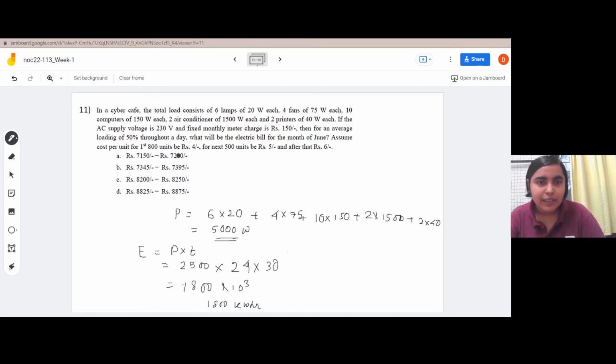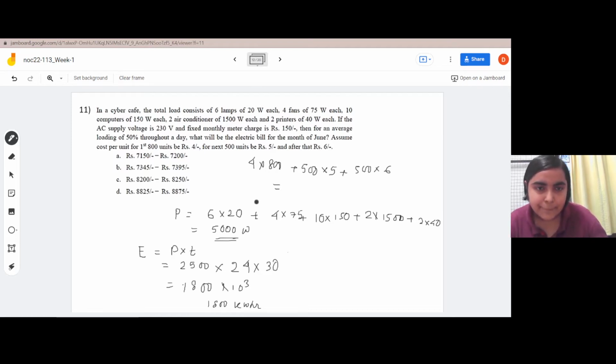Now the billing is done on 1 unit of kilowatt hour, right? So for the first 800 units, it is given as 4. So it will be 4 into 800 plus for the next 500 units, 500 into 5, and the remaining: 800 gone, 500 gone, remaining 500 is left, 500 into 6.